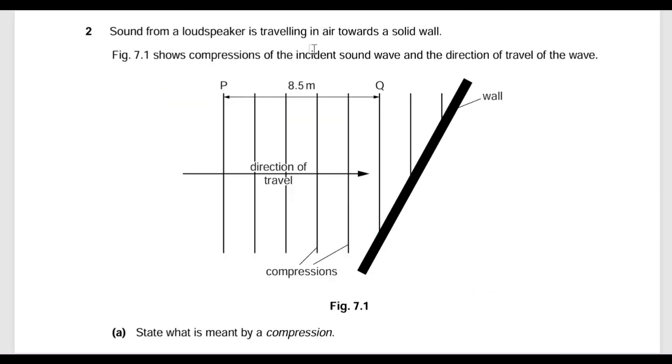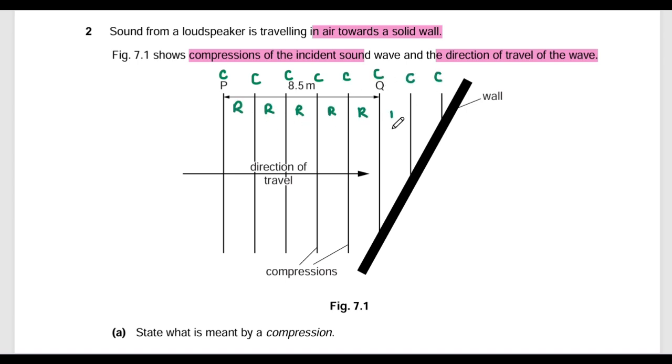Question number 2 is saying sound from a loudspeaker is traveling in air towards the solid wall. Figure 7.1 shows a compression of the incident sound wave and the direction of travel of the wave. And there is a loudspeaker which is generating wave fronts. These are the compressions, and in between them there are rarefactions. This is the wall and sound is traveling in this direction.